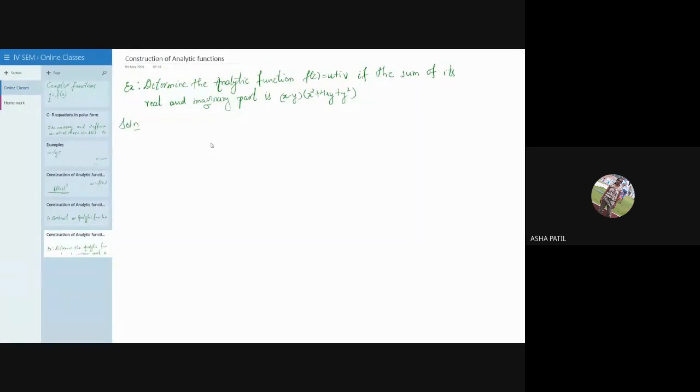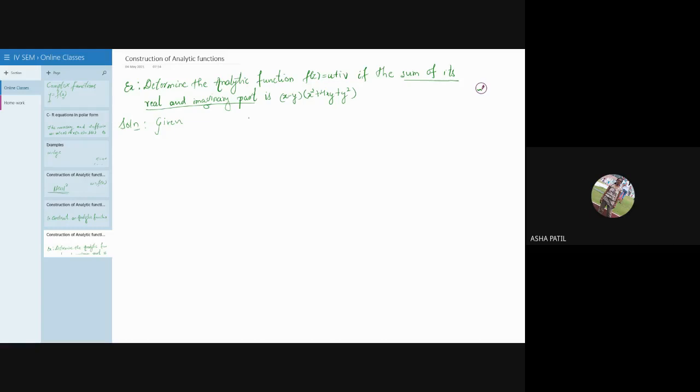So see this example. Determine the analytic function f of z equal to u plus iv if the sum of its real and imaginary part is x minus y into x square plus 4xy plus y square. So here you are not given u or v, but you are given the sum of its real and imaginary part. Then what will you write it as? Sum of its real and imaginary parts means what will you take? U plus v.